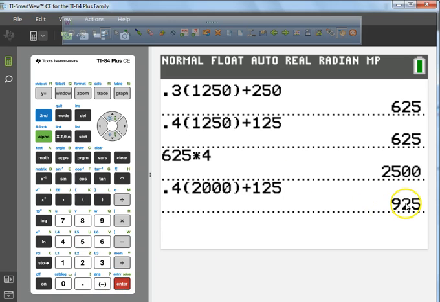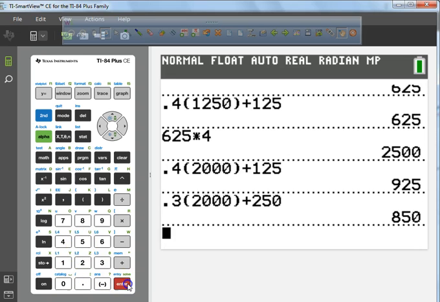He'd make $925. But his brother, who makes less commission, if he sold $2,000, notice he doesn't make as much, does he? Because Albert makes more commission. Even though he's only paid a base salary of $125, this is actually a better deal. If you sell more, he actually makes more money than his brother.